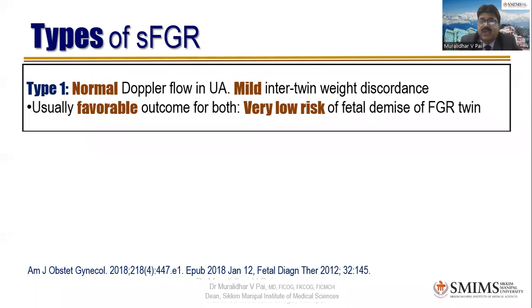Mild inter-twin weight discordance, but minimum 25, but not more than that. Usually favorable outcome for both. Obviously, when the mild discordancy, both will be okay. Very low risk for fetal demise of FGR twin. So almost everything is there, except that one of the twins may be less than 10th percentile. That doesn't mean that that baby has to die. Even singleton babies, just a FGR will not kill the baby. Severe FGR will kill the baby, yes.